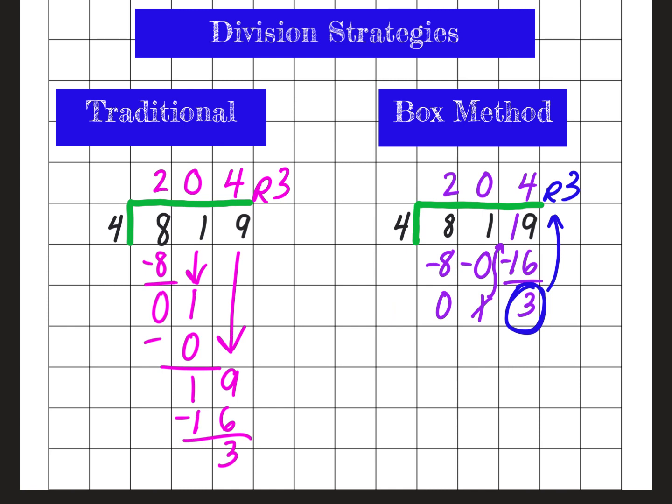So traditional and box method, it's pretty much the same thing. Again, with box method and with the problems as they get larger, I found that neatness is one of the biggest issues with division, and box method, especially with graph paper, or as long as you hand draw your boxes large enough, tends to eliminate some of the neatness issues and allows students to be more successful.